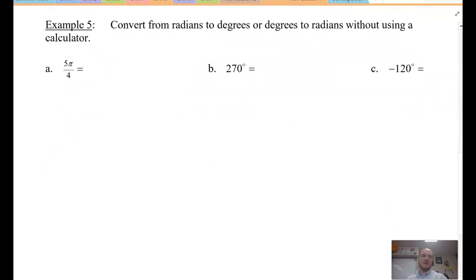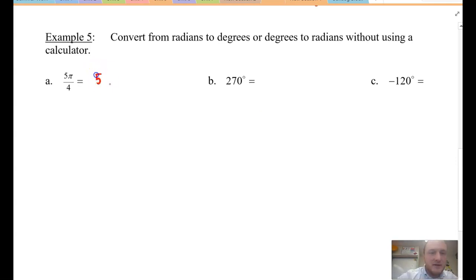All right, example 5, convert from radians to degrees or degrees to radians without a calculator. So 5 pi divided by 4. If I want to go from radians to degrees, it's the other way around. So I take 5 pi over 4, and I want, again, degrees, so 180 divided by pi, so I can go ahead and do that.